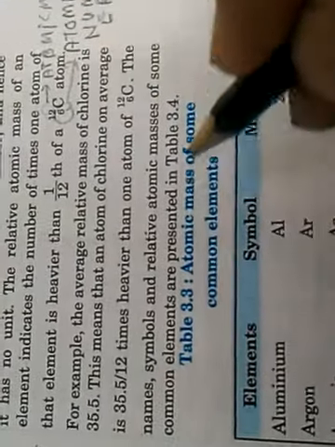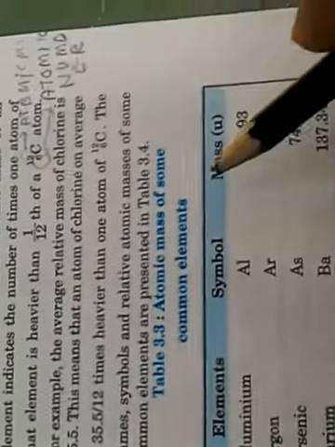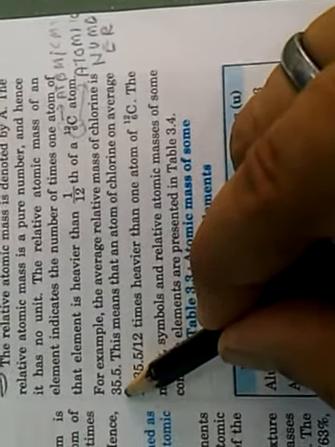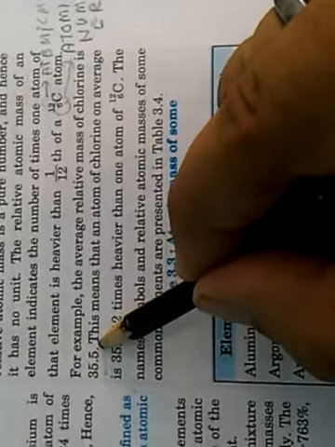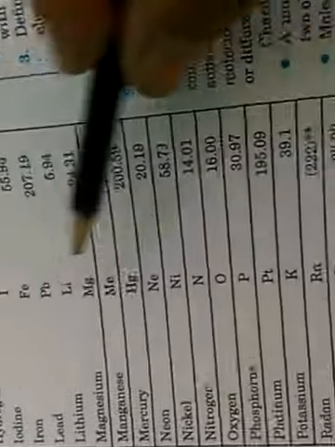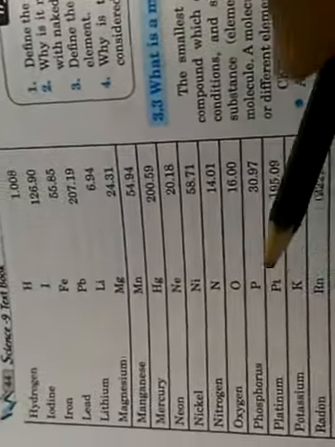The names, symbols and relative atomic masses of some common elements are presented in this table. Now let me mention that here we are seeing the average relative mass of chlorine is 35.5, while in Dalton's theory we have studied that atomic mass tends to be a whole number, but 35.5 is not a whole number. So this is the drawback of Dalton. This is the table which you can see, and please study it at home. I shall move further.